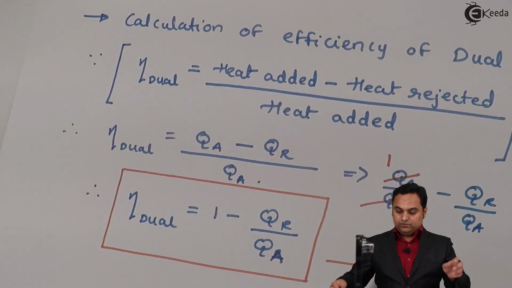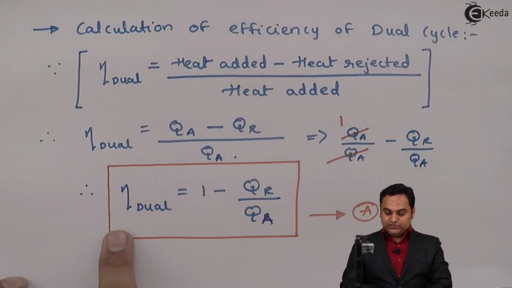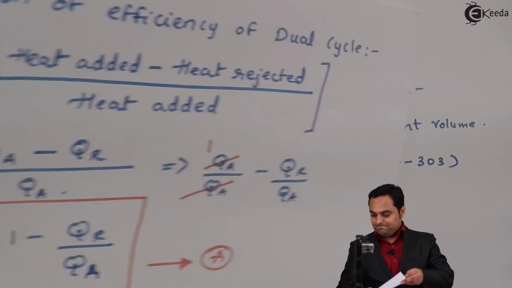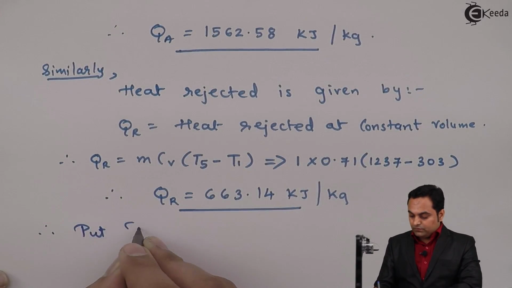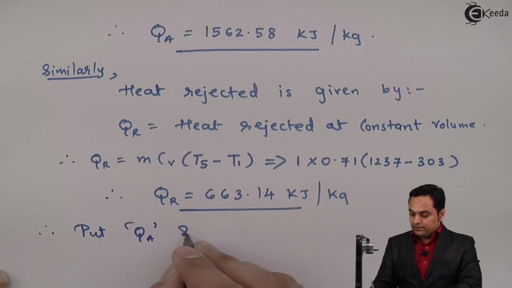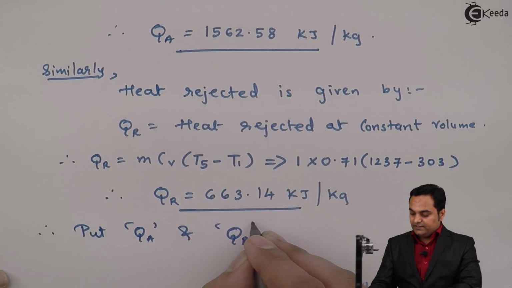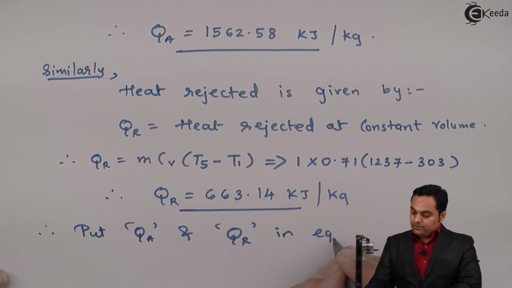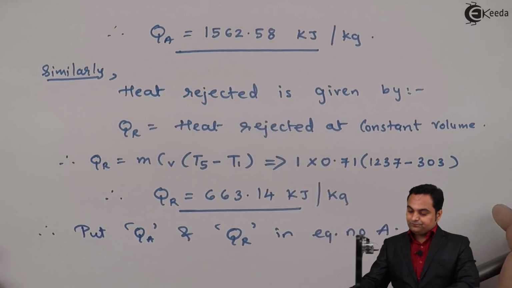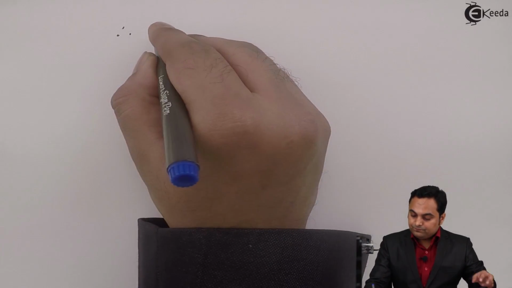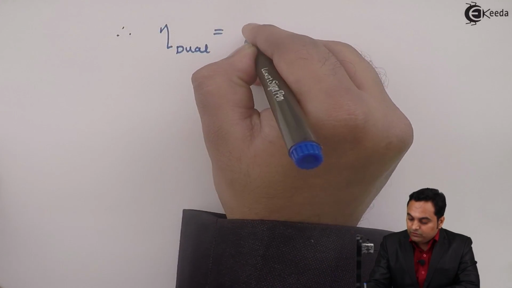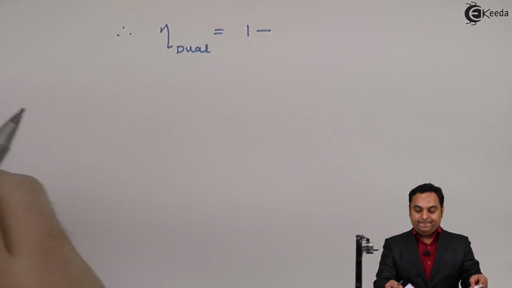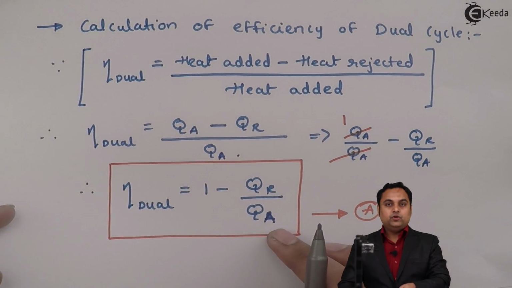Now we have found the heat added and heat rejected. Next, I'll put these values in equation A to get the efficiency of dual cycle. So put QA and QR, that is heat added and heat rejected, in equation number A. Therefore the efficiency of dual cycle will be equal to 1 minus QR upon QA.